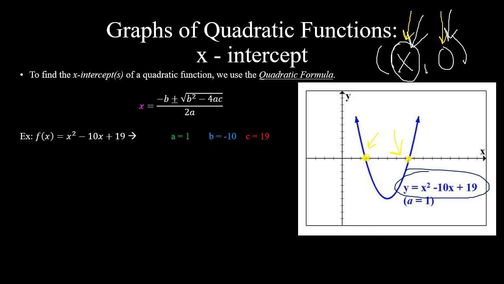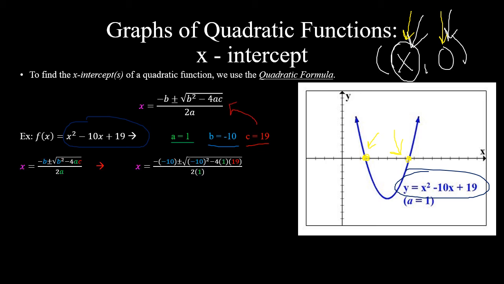Okay, so let's look at that function. We have this function x squared minus 10x plus 19. Our a is, of course, 1, our b is, of course, negative 10, and our c is, of course, 19. So now we're going to take those values a, b, and c and plug them right into this beautiful formula to solve for x. So we know x equals negative b plus or minus the square root of b squared minus 4ac.